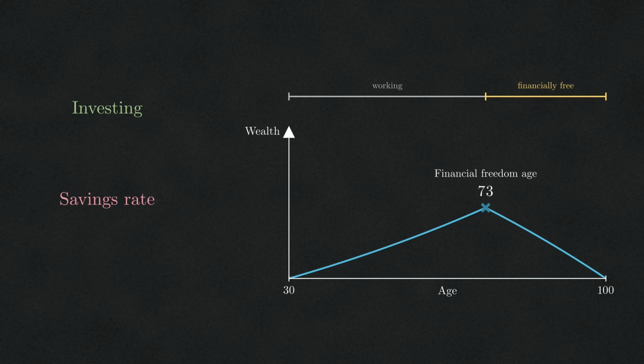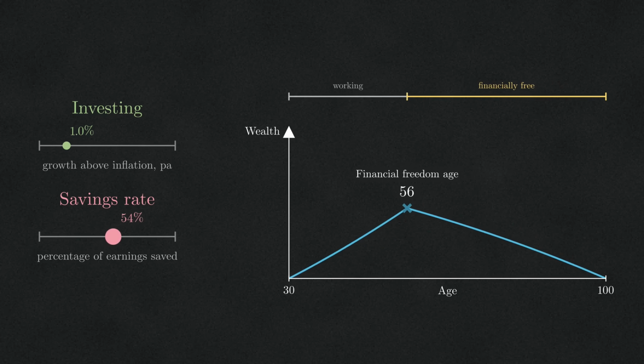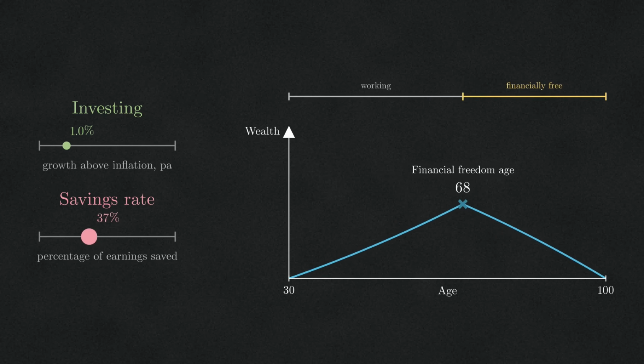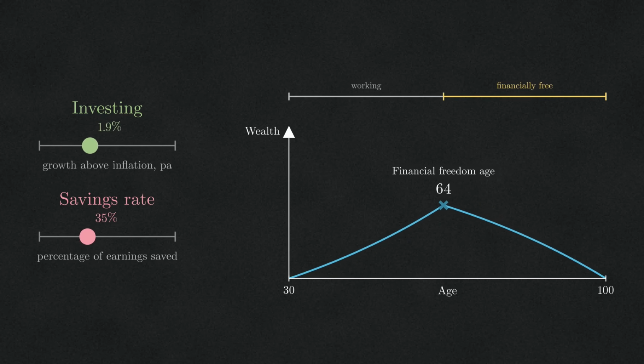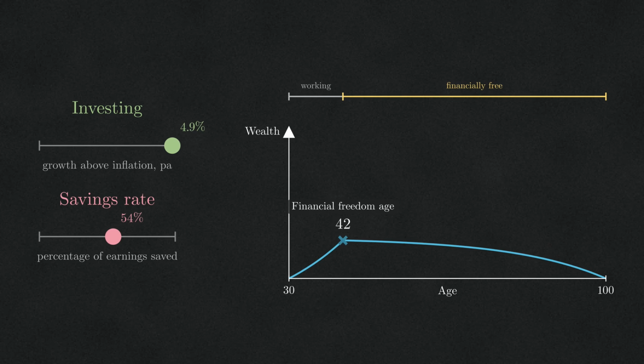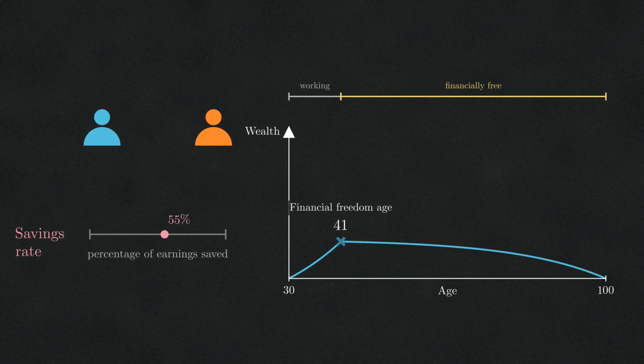Look how the financial freedom age changes with more investment growth, a higher savings rate, and with both at the same time. A 5% return above inflation is a reasonable expectation for a passive equity investment return based on historic data. So let's focus on savings rate. We will see that it doesn't matter how much you earn, it's your savings rate that matters for your financial freedom.